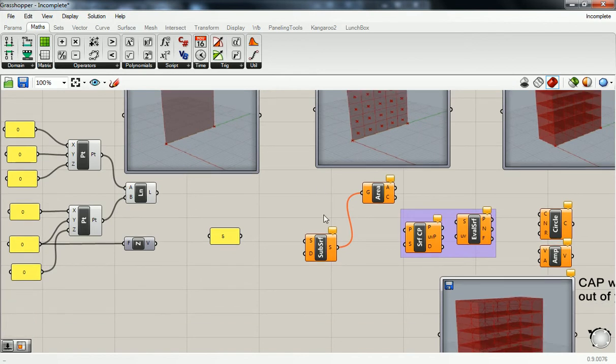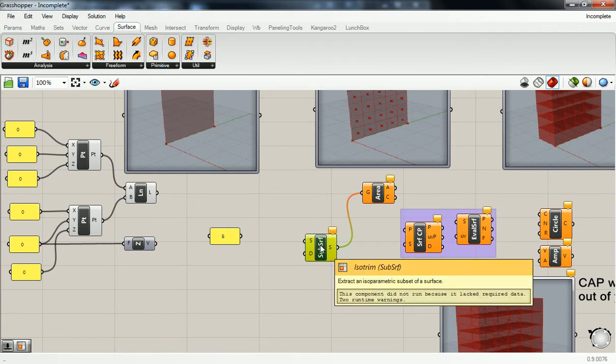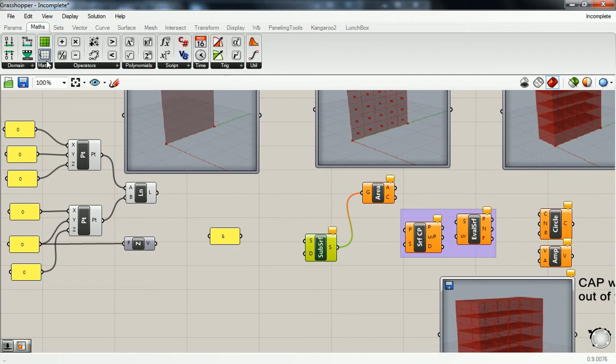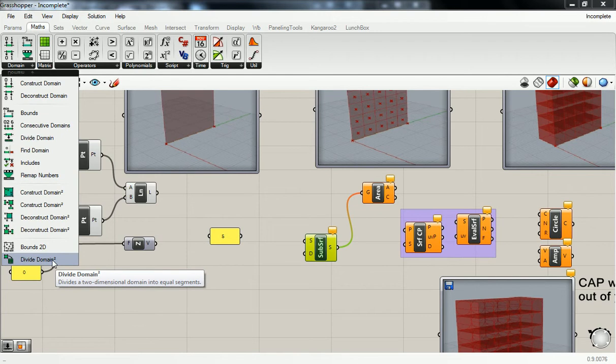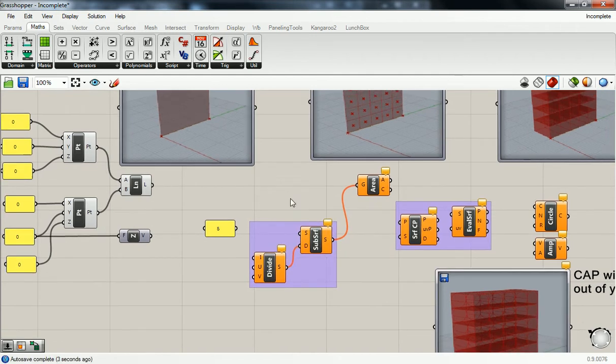But the other one that was a bit of a pair that you're going to see very frequently, especially when learning from me, is paired up with the subdivide surface, also known as isotrim. I very frequently pair that up with divide domain squared, like this, because those two basically will take almost any surface and subdivide it into equal parts. That's the gist of it.